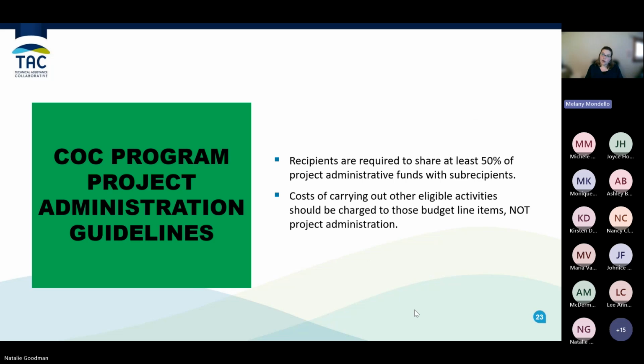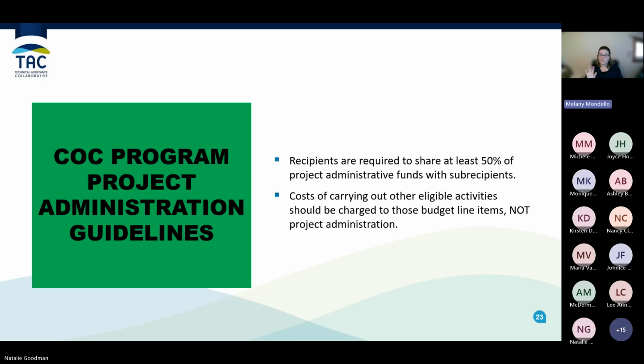A couple things to know about project administrative guidelines that HUD has set. If you're a recipient with subrecipients, you're required to share at least 50% of your project administrative funds with subrecipients. So you have to make that offer to subrecipients. If you have multiple subrecipients, it's 50% between all of them. I get a question a lot: what if someone doesn't want the money? Do I just have to give it back to HUD? And you don't. If you offer your subrecipients to bill you for eligible project administrative costs, then you have to share at least 50%.